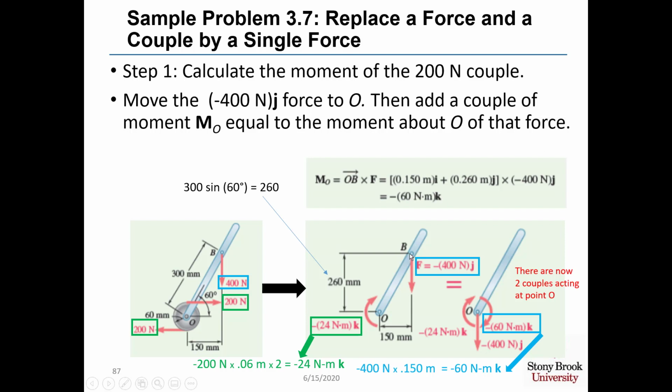Then we can move our force F of minus 400 newtons from point B to point O and add that minus 60 Newton meters in K moment. So now we have two moments, a minus 24 Newton meters in K moment and a minus 60 Newton meters in K moment, and we have one force at point O, which is minus 400 newtons in J.